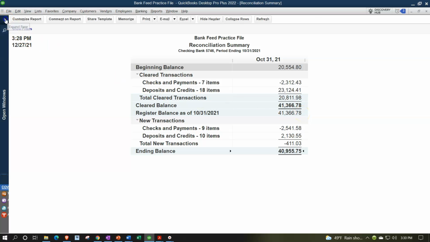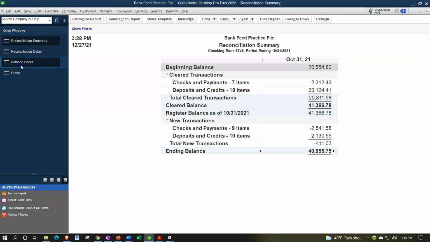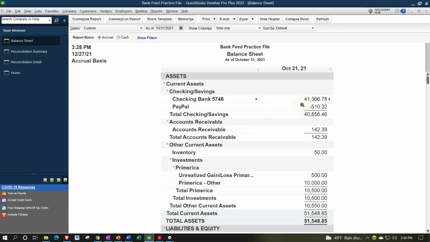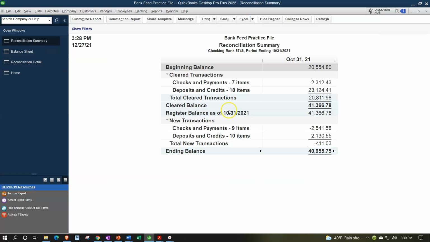In other words, if I open up the caret, on the balance sheet it's going to be the 41,366.78. So nothing to reconcile, and that's good. So we're going to say that's good. And then this is the new stuff that happened down below, which really, again, isn't really part of the bank reconciliation. That's like what happened afterwards, but QuickBooks likes to tack that on for some reason.